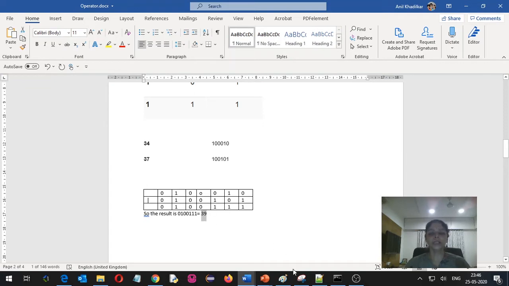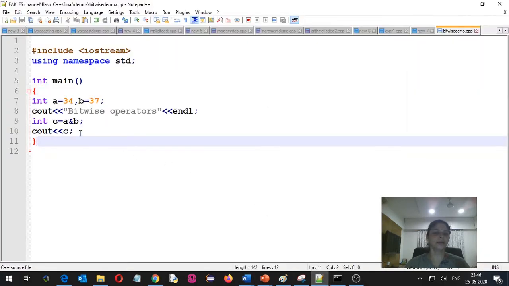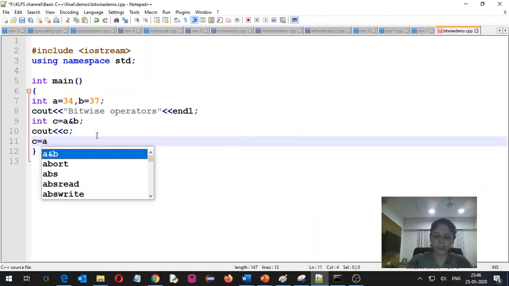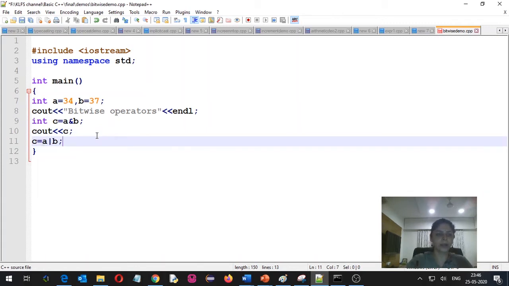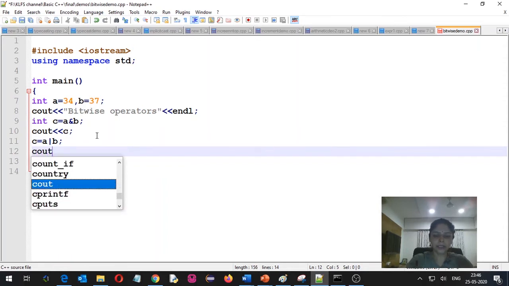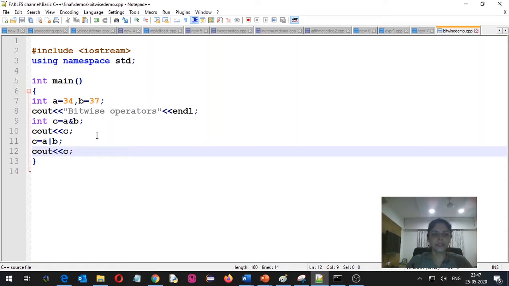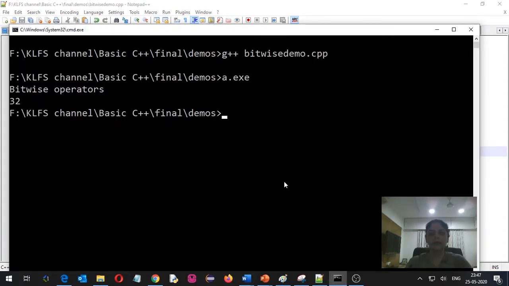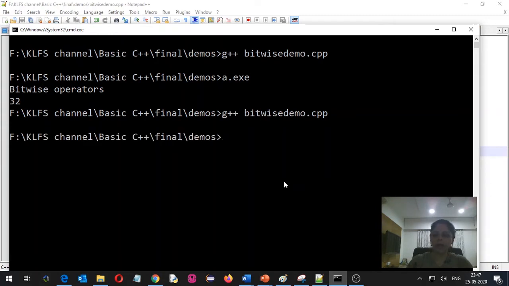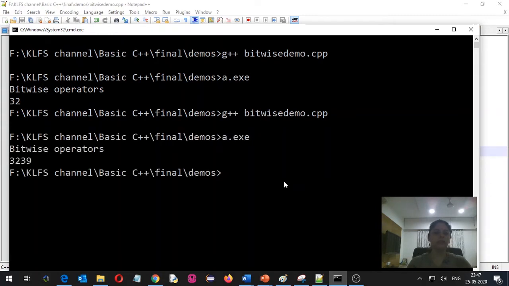If you want to check this value, we can add here c is equal to a or b, and then here we can write cout c. I am saving this file. Since we have made changes, I am recompiling it, and now if you see the answer, we are getting the answer as 39. So a or b will give the answer as 39.